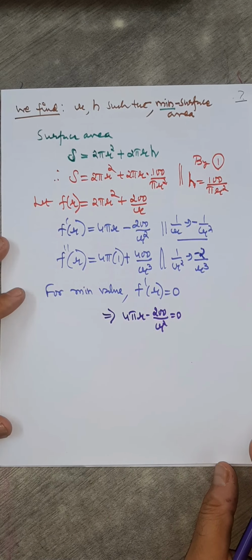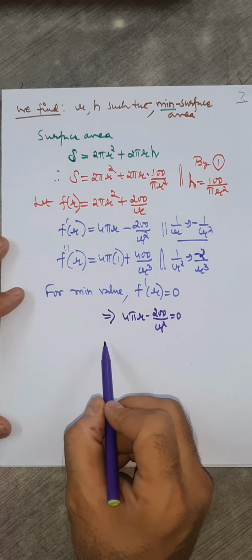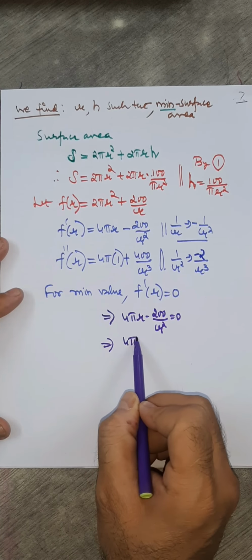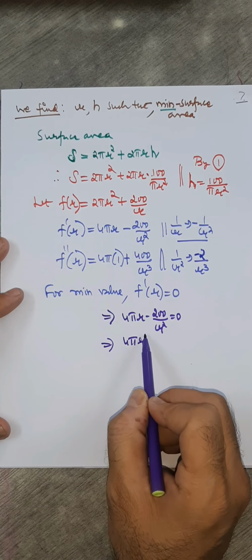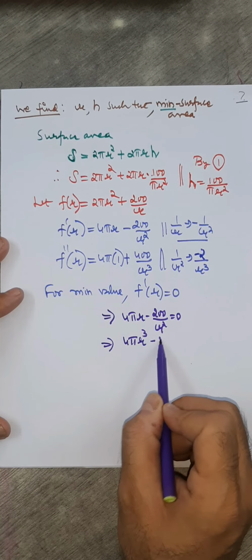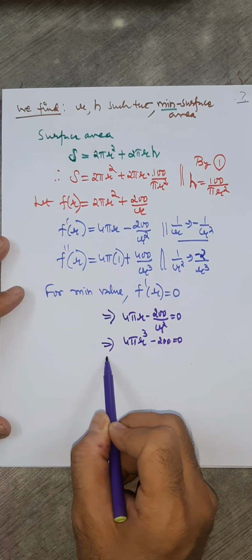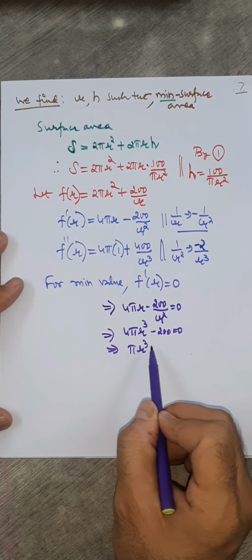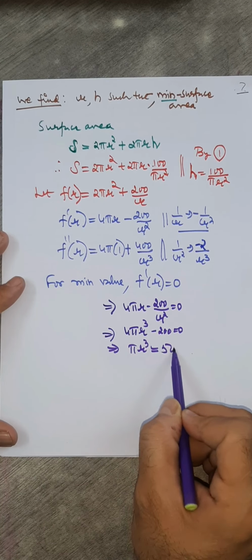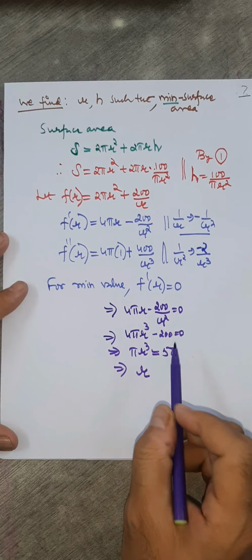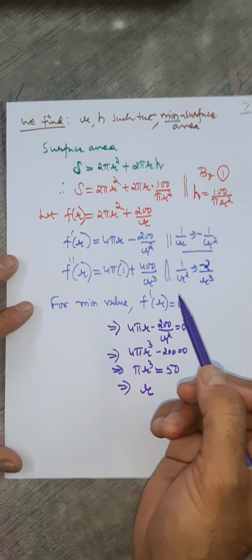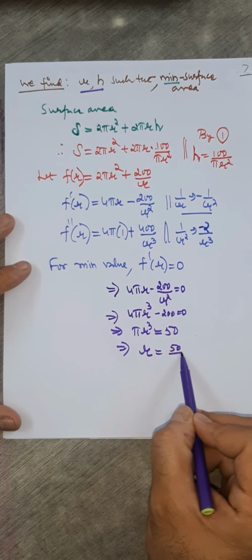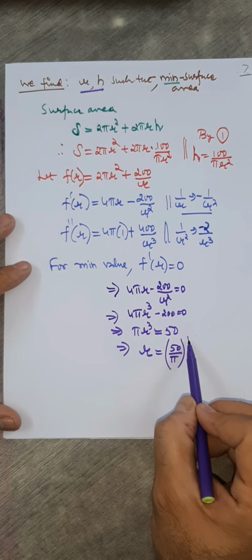Okay, so here I'll take LCM. 4, you can divide by 4 also. 4 pi r cube minus 200 equals 0. Dividing by 4, pi r cube equals how much? 50. So what is r? We want dimensions, that is the question, r and h. So what is r? It will be (50 by pi) raised to 1 by 3.